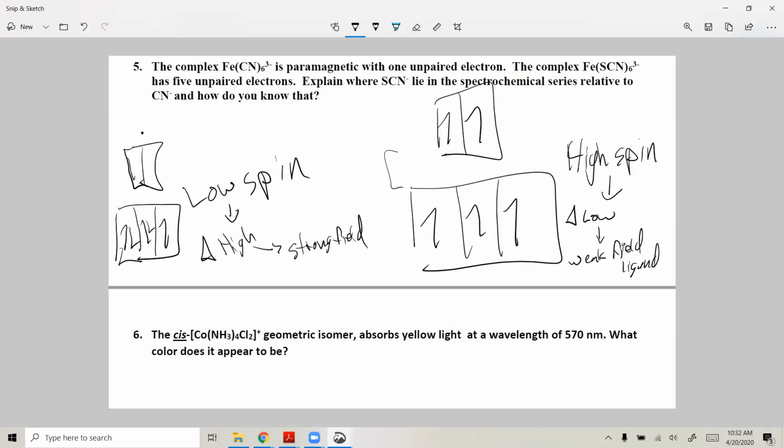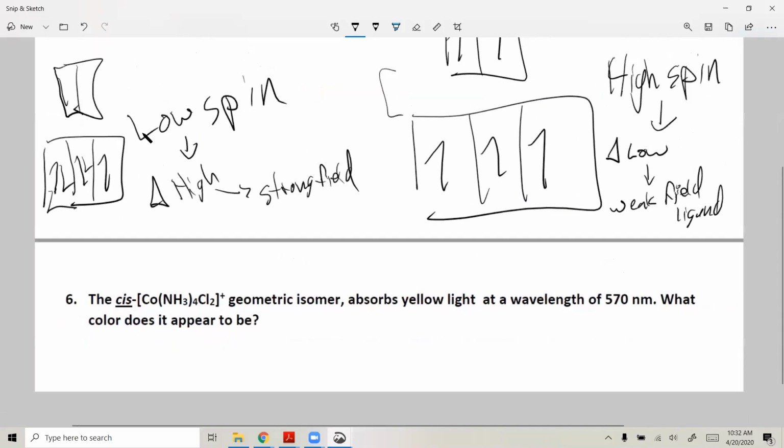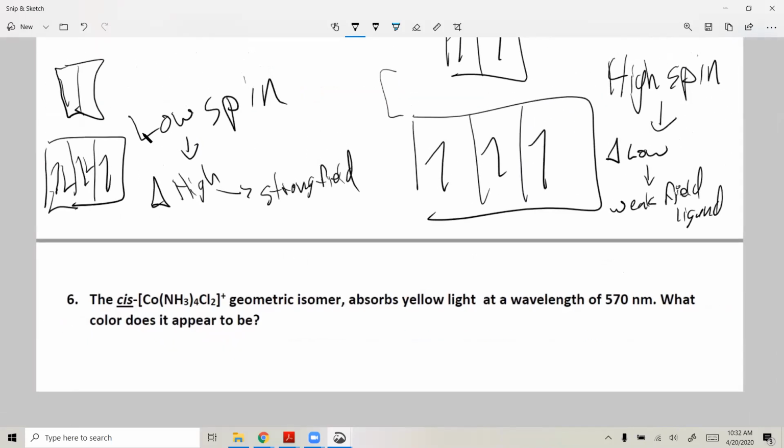Okay. We're going to go down to number 6 right now. So we're going to look at this question right down here. When you're looking at this, there's an important part to remember about absorption versus what we see. Your eye doesn't necessarily see the lack of light. What we normally see is what's being reflected, or what's being transmitted through it.